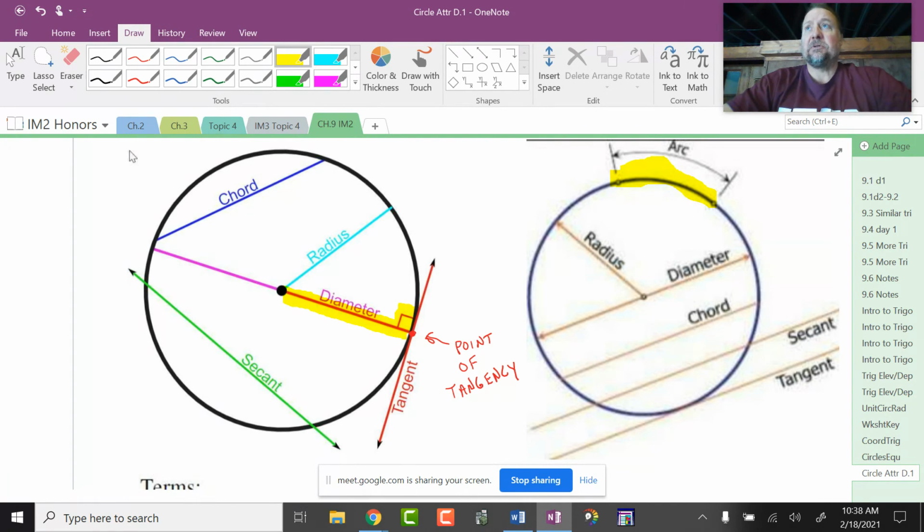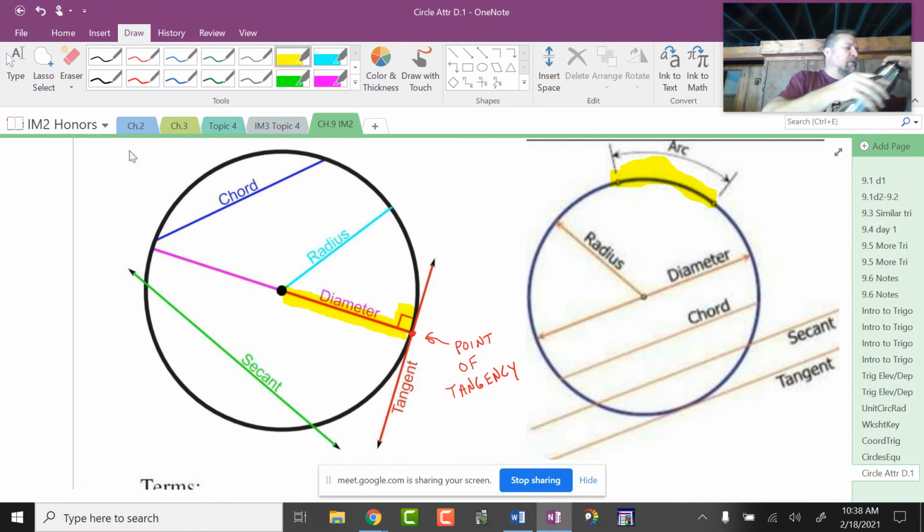Tangent lines are very special, right? They're the basis for, if you ever heard of a derivative in calculus, it's based off of tangent lines, really how a derivative is derived.